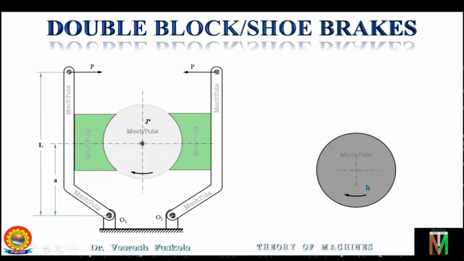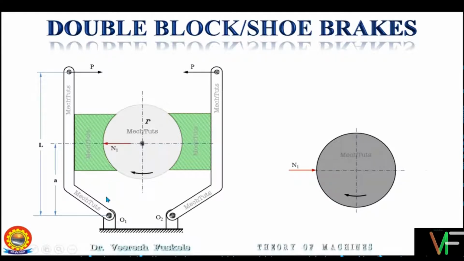This is the drum which is rotating in the clockwise direction. So as discussed earlier in the case of single block brake, here there is a block and lever on the left side and there is a block and lever on the right side, and the force is applied from the left side also and the force is applied from the right side also. So there will be a normal radial force on the drum from the left side, which is N1, and as a reaction to this normal radial force there will be a normal reaction on the block as shown here.